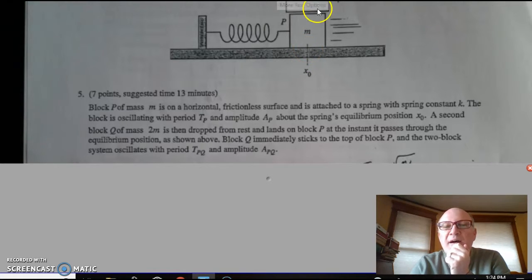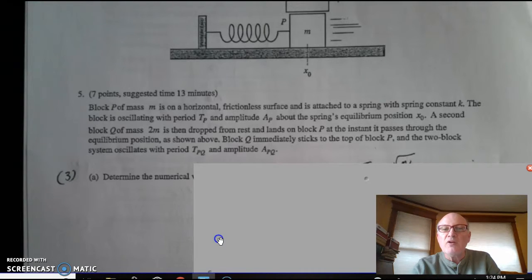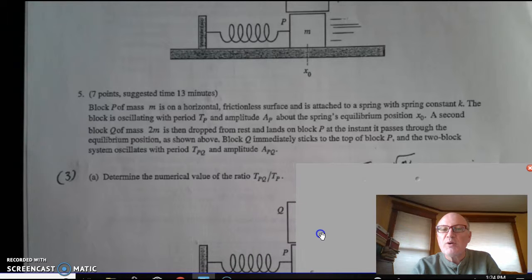And it sticks to the top, and the two block system now oscillates with a new period, T PQ, and a new amplitude, A PQ. The first question asks to examine the numerical value of the ratio of TPQ over TP. So can we compare the periods of the larger mass system with the smaller mass system?